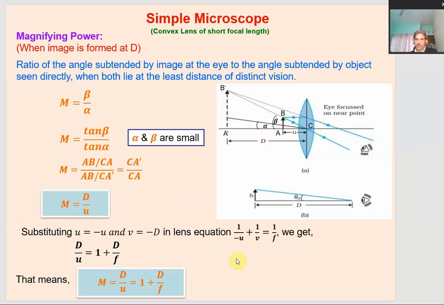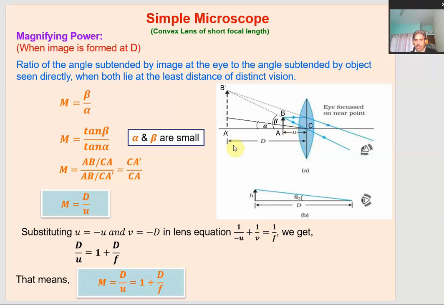For this we are going to make use of the lens equation. The lens equation we already know: minus 1 upon u plus 1 upon v is equal to 1 upon f. Here small f is nothing but the focal length of this simple microscope, which is quite small as per the principle of a simple microscope. So here we substitute the values of u and v. Here u is equal to minus u according to sign convention, and v is equal to minus D.